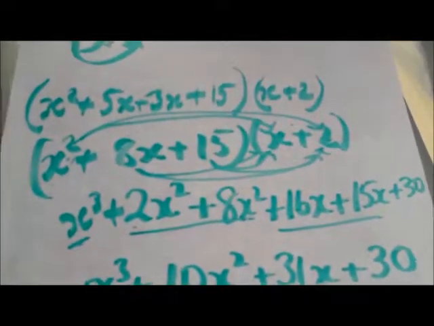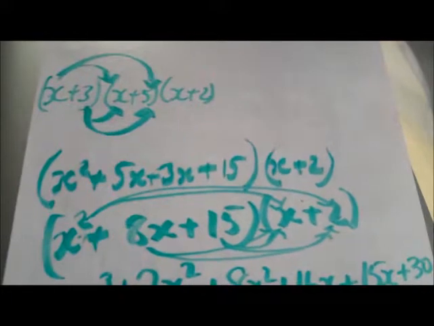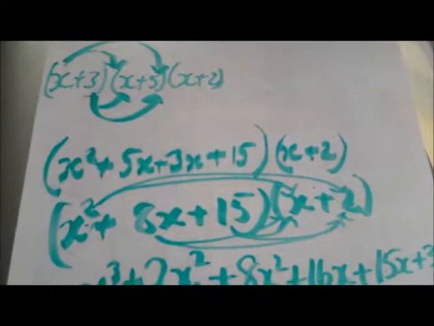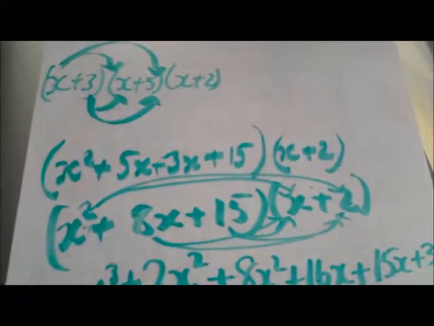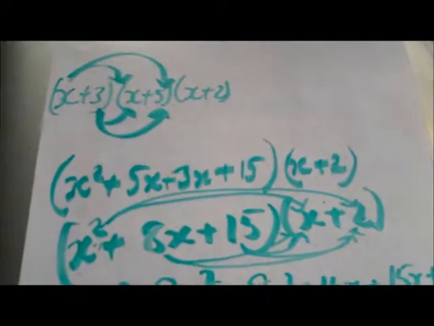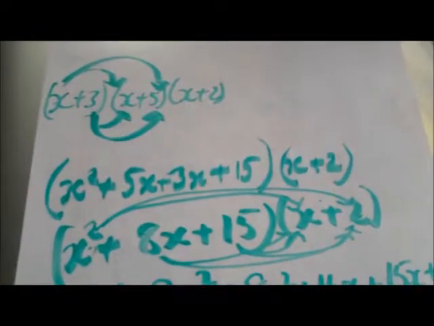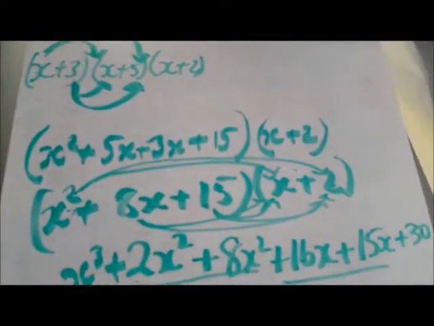So remember, when you've expanded 3 brackets, if there's a pattern there that you can use, a difference of two squares or a perfect square, something that you recognise, do that first. If not, just expand out 2 brackets and then multiply everything in that by the 3rd bracket. And you can't go wrong.